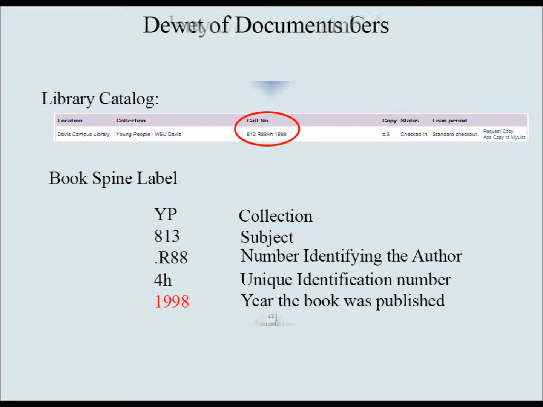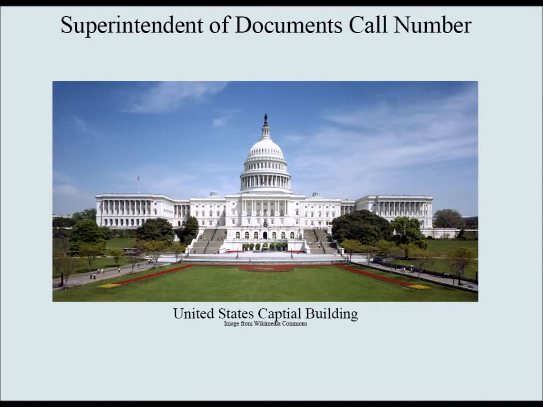The last type of call number you will find in the Stewart Library is the Superintendent of Documents call numbers, or SuDoc Numbers. These numbers are used in the government documents section of the library. Unlike Dewey Decimal Numbers and the Library of Congress call numbers, SuDoc Numbers don't organize documents by subject. Instead, documents are organized according to the agency that published them.